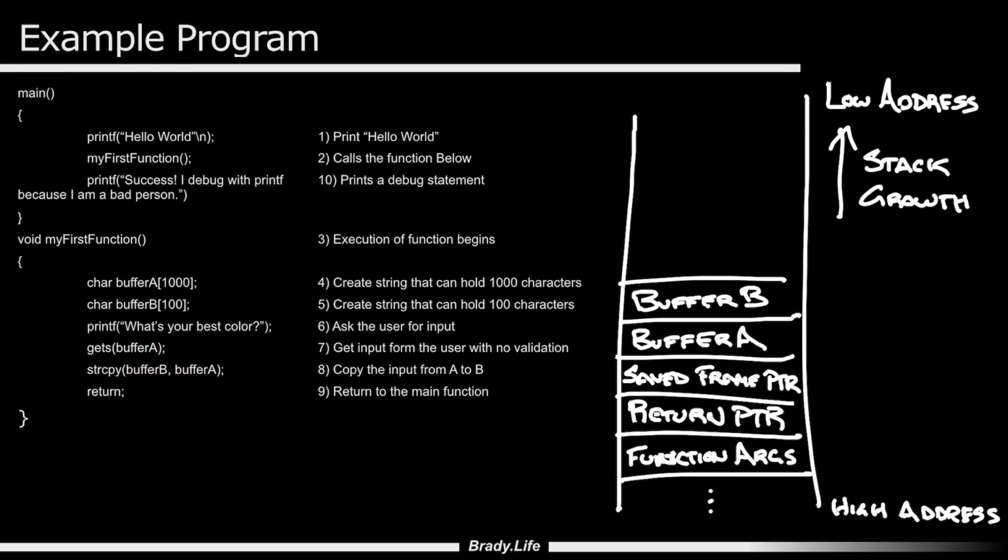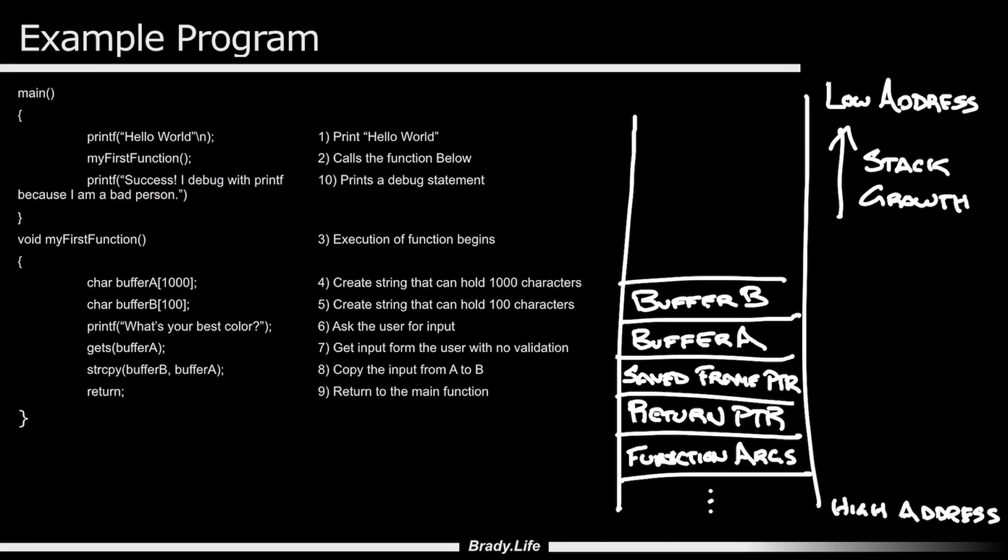So it's going to take whatever they put and just throw that in buffer A. And then it's going to copy that blindly into buffer B. And then we'll return, which brings us back to main. And after we get back to main, I printf success. I debug with printf statements because I'm a bad person. Once this prints to your screen, you know you're a bad person, and also my first function ran successfully.